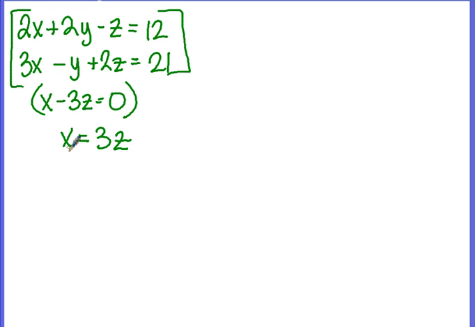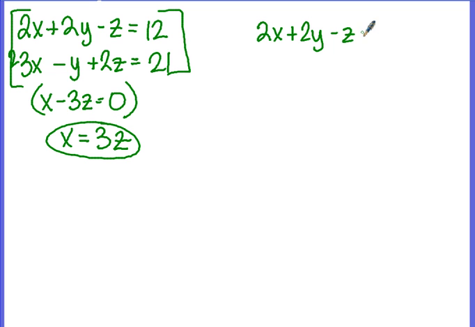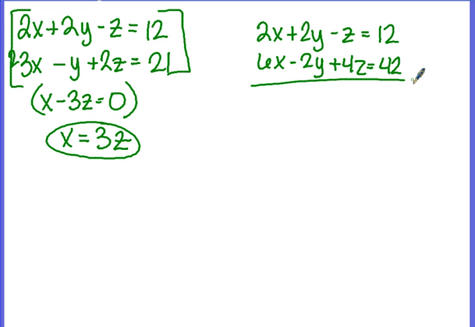Now, because this equation deals with x's and z's, I'm going to keep x's and z's in my equation, and I'm going to eliminate the y's up in these two equations, which means I need to multiply the second equation by 2. My first equation is going to stay the same, 2x plus 2y minus z equals 12. My second equation becomes 6x minus 2y plus 4z equals 42. When I combine the terms, I get 8x, the y's are canceled out, plus 3z equals 54.